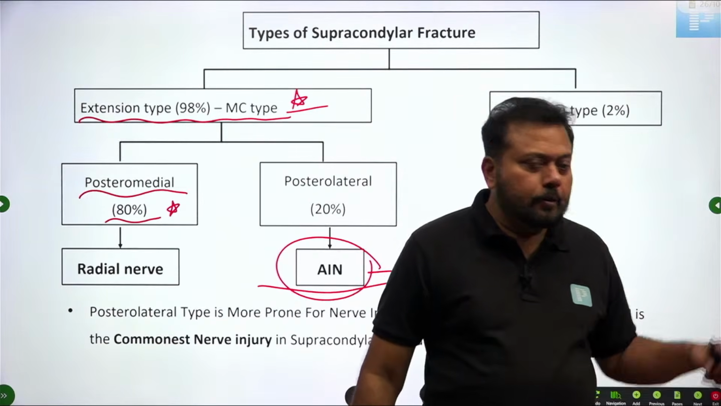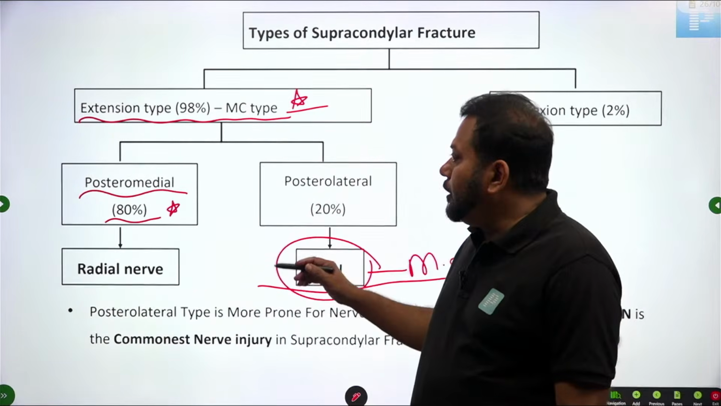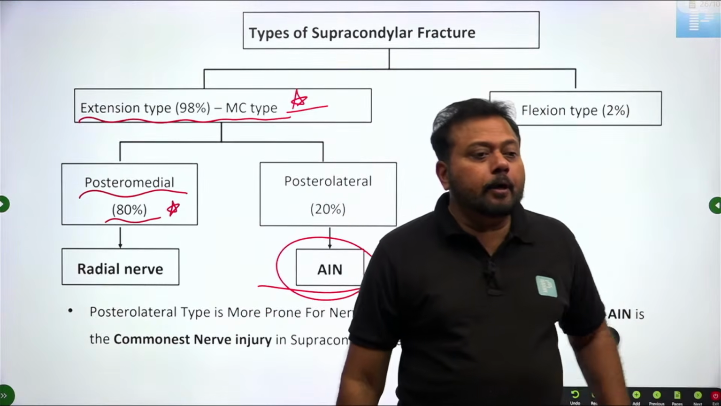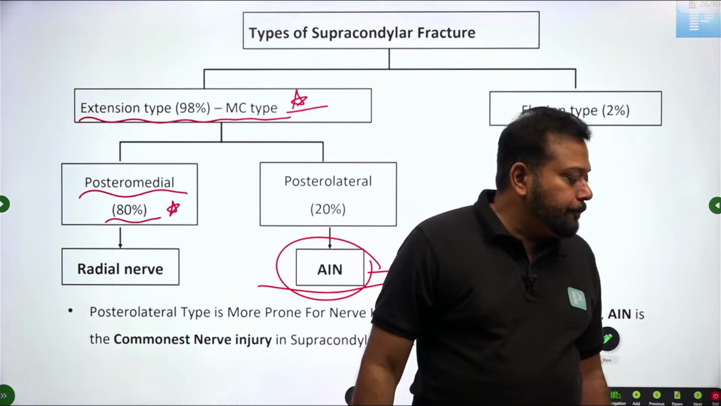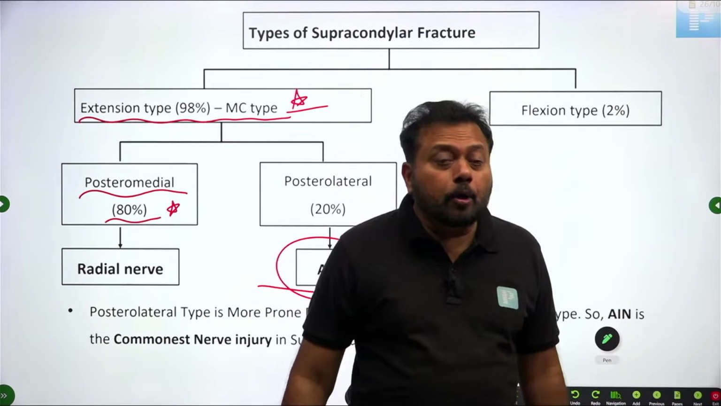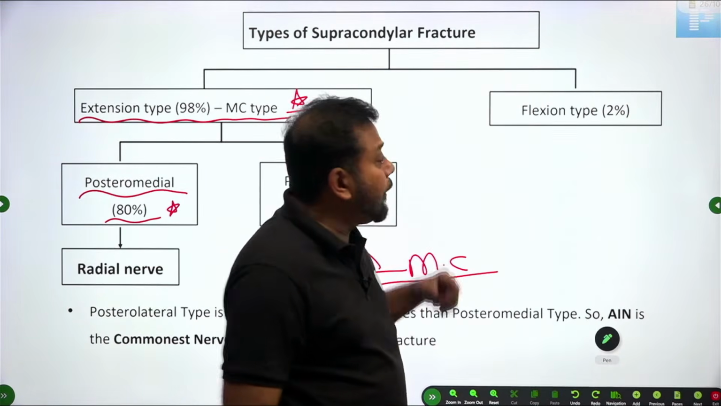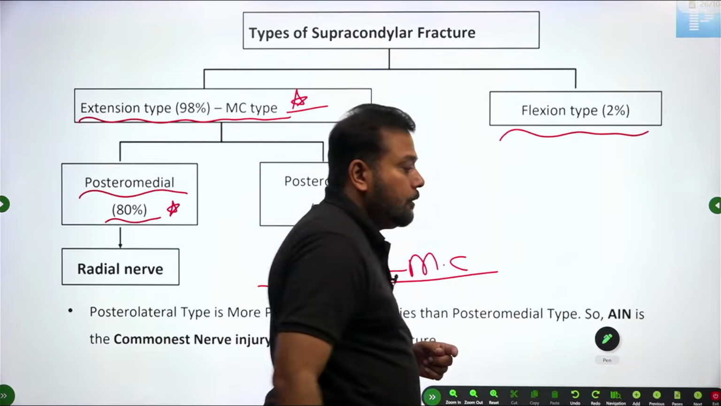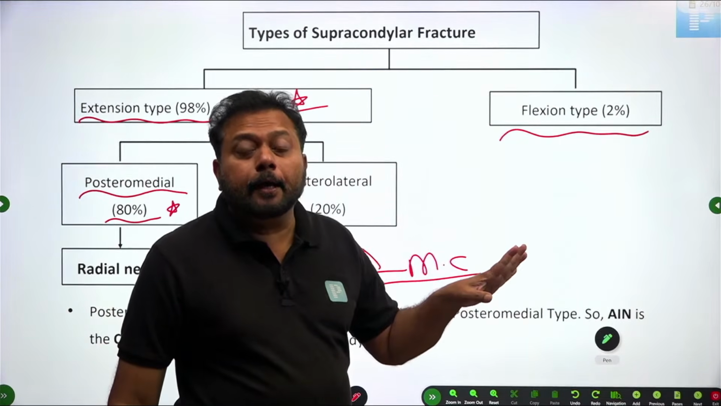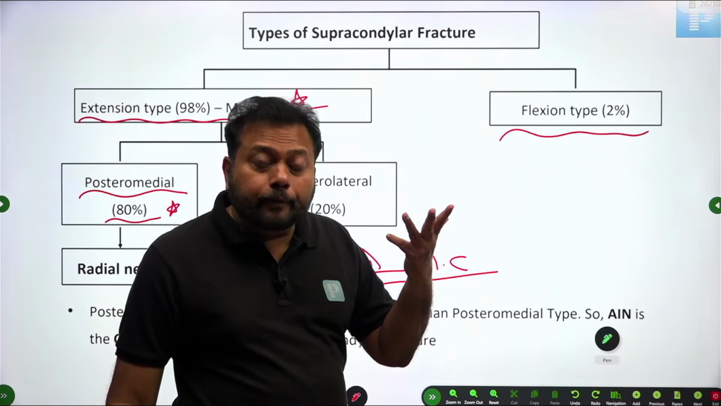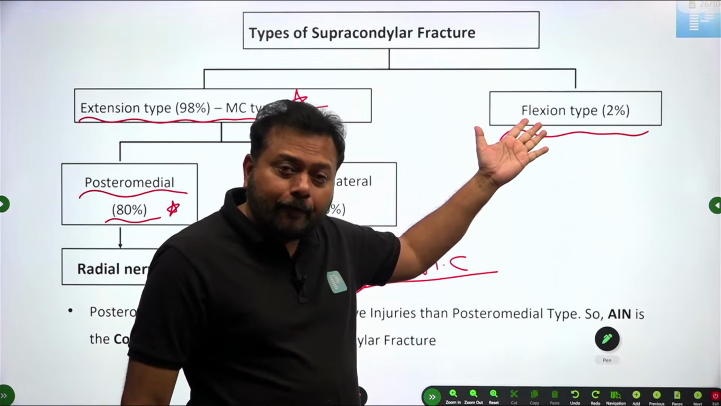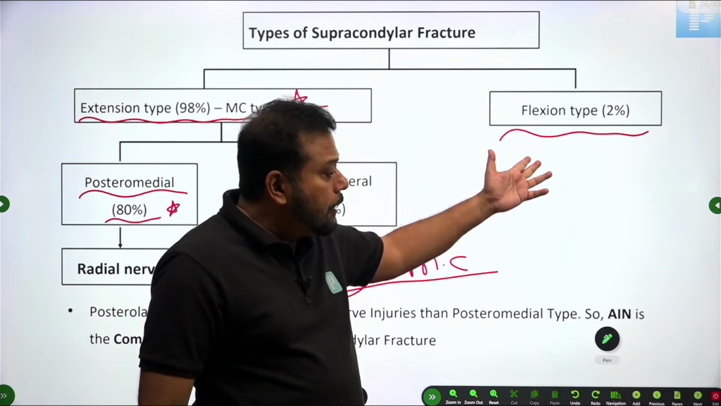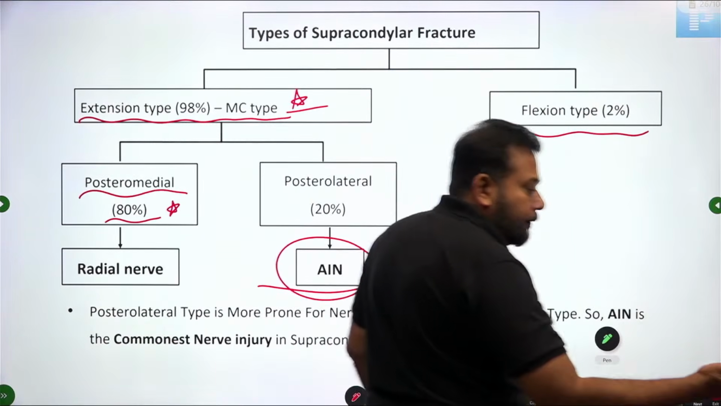You see here, the most common nerve that is injured in supracondylar fracture is anterior interosseous nerve. One time they asked a question, most common nerve that is injured in flexion type of supracondylar fracture. This is the rarest possibility. But in MCQ, we don't know which sadist is setting the paper. This flexion type of supracondylar fracture, the nerve that is commonly damaged is?